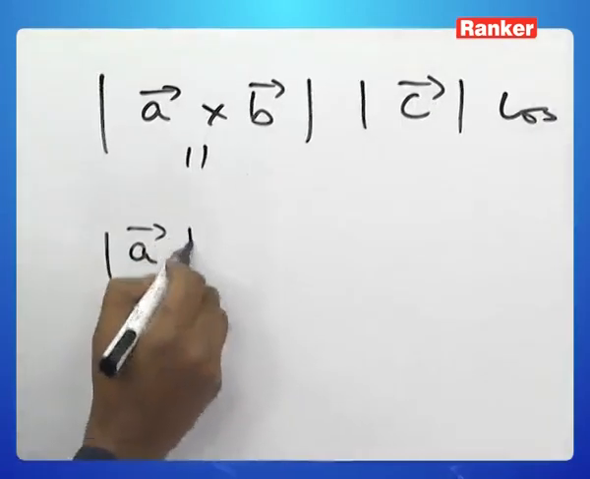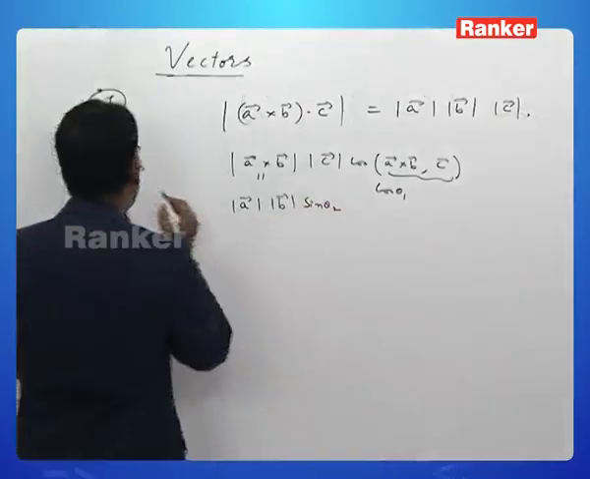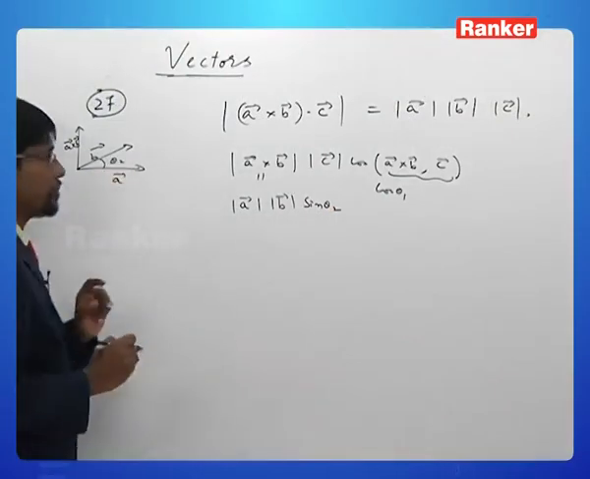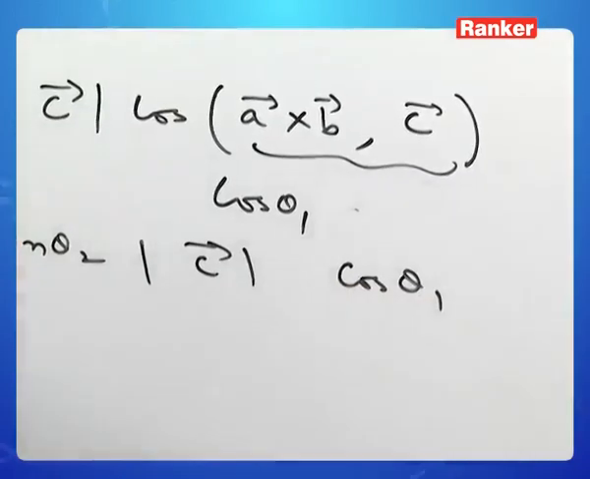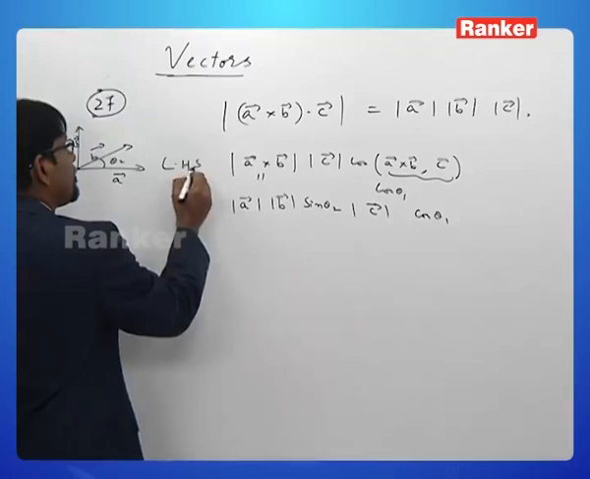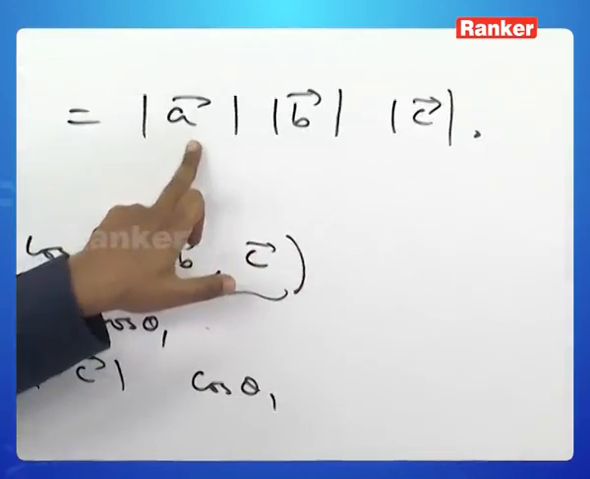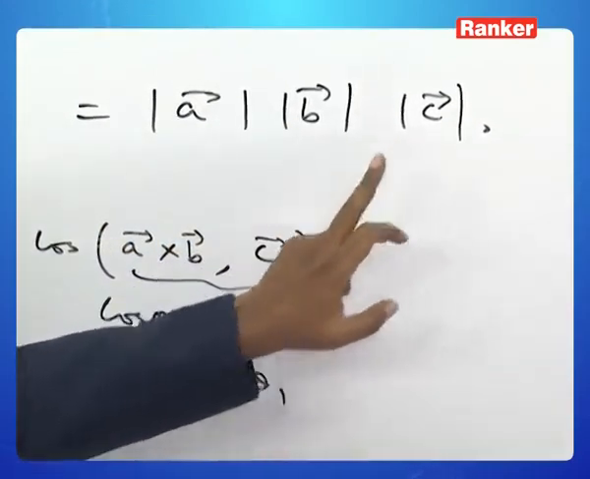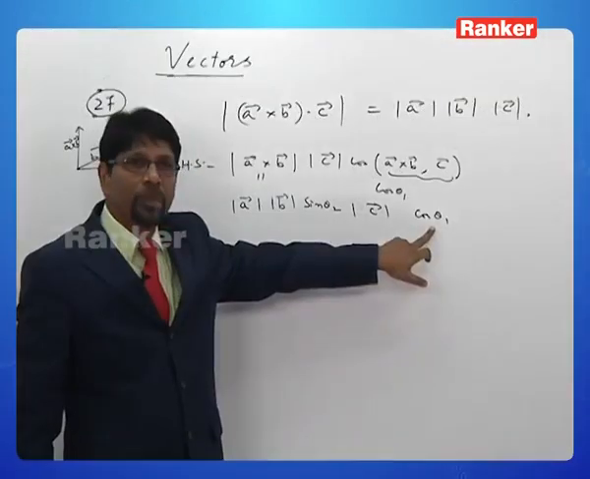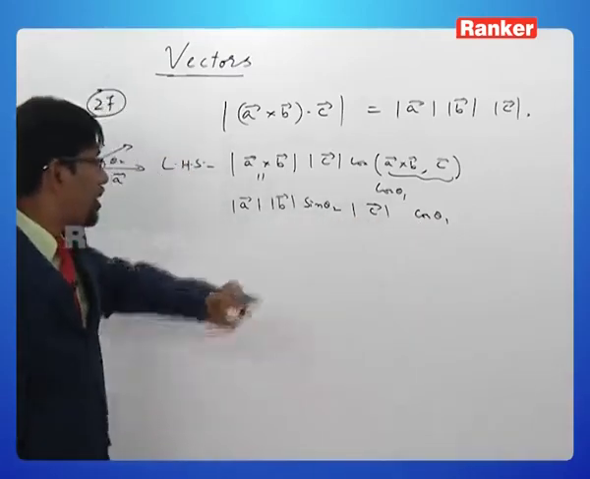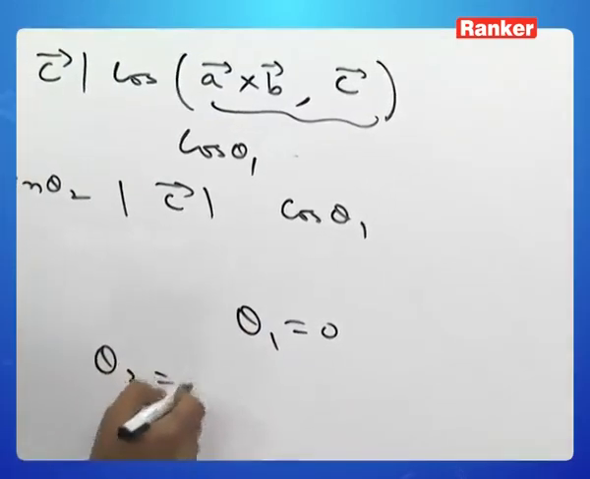This is magnitude of a into magnitude of b into sine of the angle, some theta 2, the angle between these two, into magnitude of c into cos theta 1. This is our left hand side. But then that has to be equated to magnitude of a into magnitude of b into magnitude of c. That makes sin theta 2 into cos theta 1 must be 1. When is this possible? When both of them are 1. So theta 1 must have been 0 and theta 2 must have been equal to pi by 2.